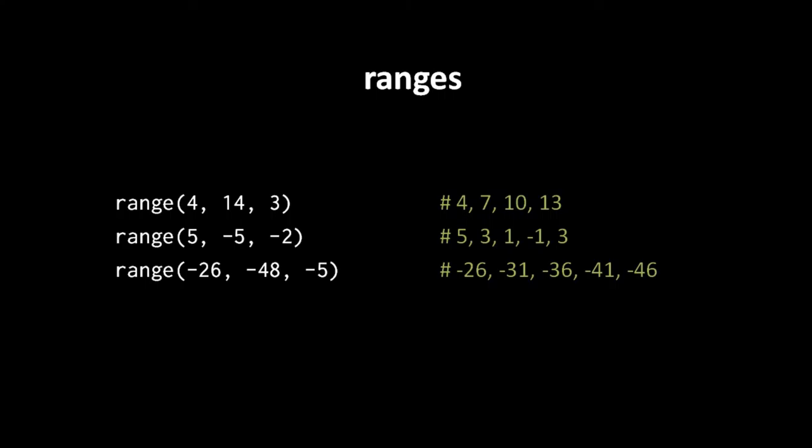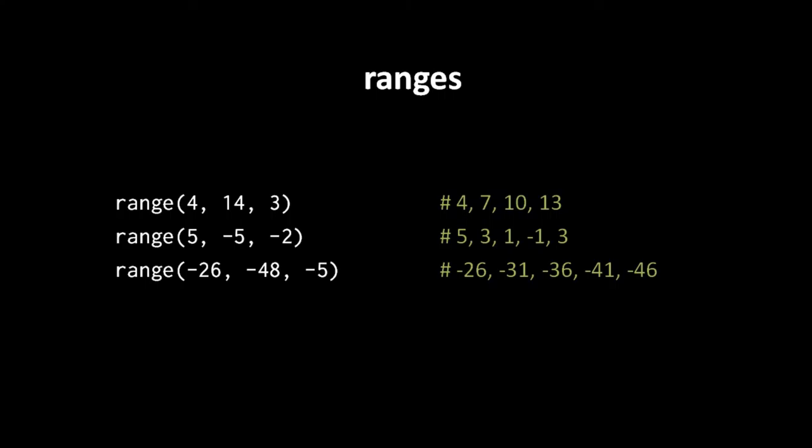So in these examples, we first have range with the arguments 4, 14, and 3. That's a starting value of 4, an end value of 14, or rather one past the last value is 14, and a step of positive 3. So the sequence goes 4, 7, 10, 13, and then there's no 16 because 16 is greater than or equal to the end value, 14.